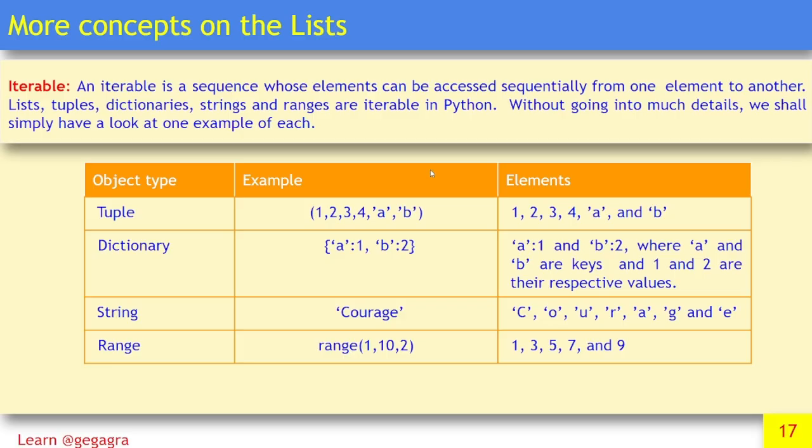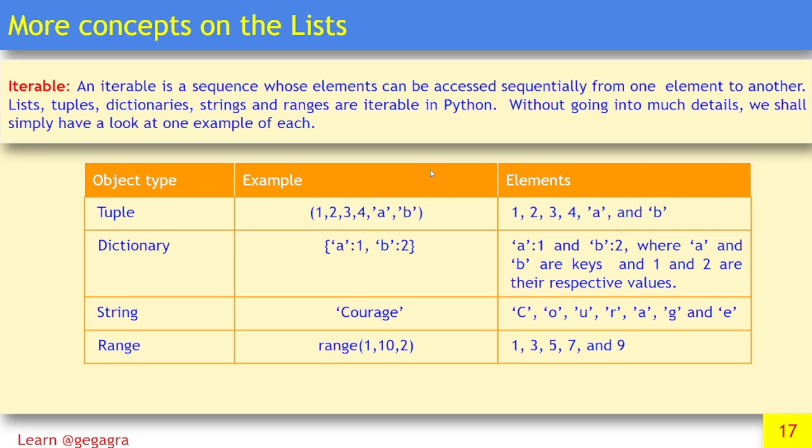And here this is a string. A string is a collection of characters. There is a string called courage, and from this string I'll try to create the list as well. And the fourth example, the object type, is range. Range is a function which creates a range of integers with a gap.